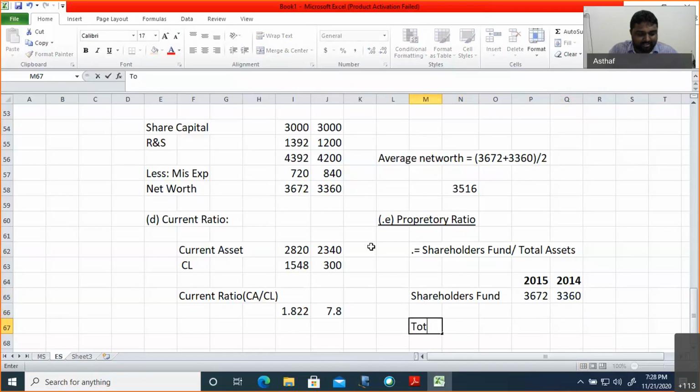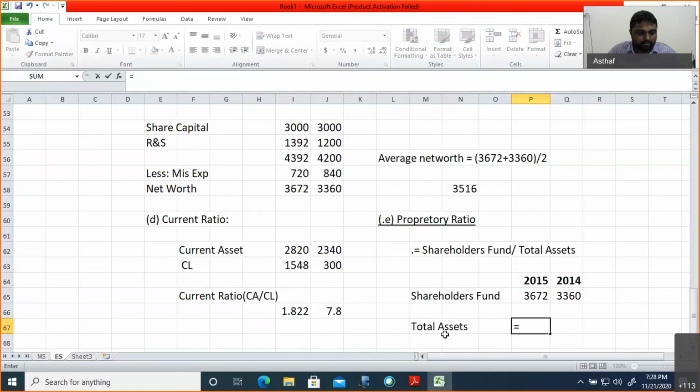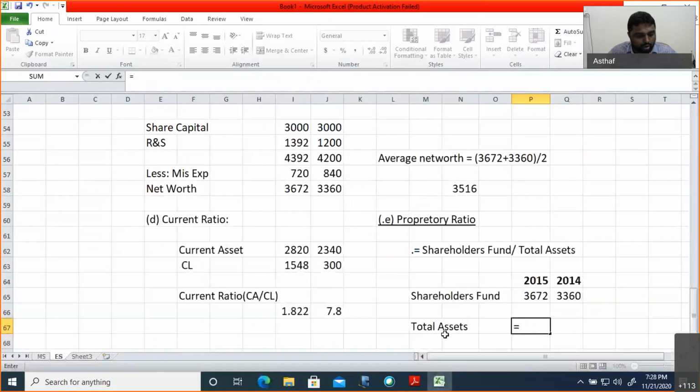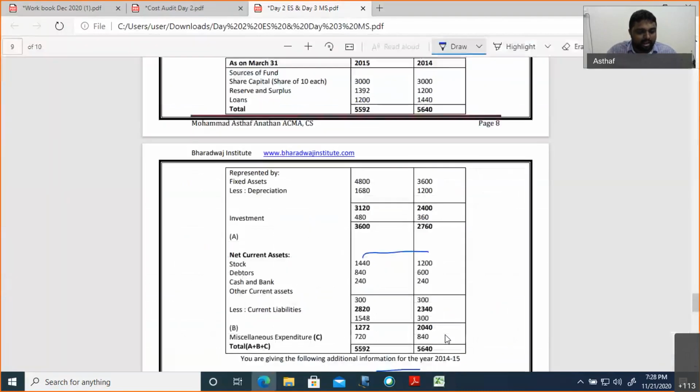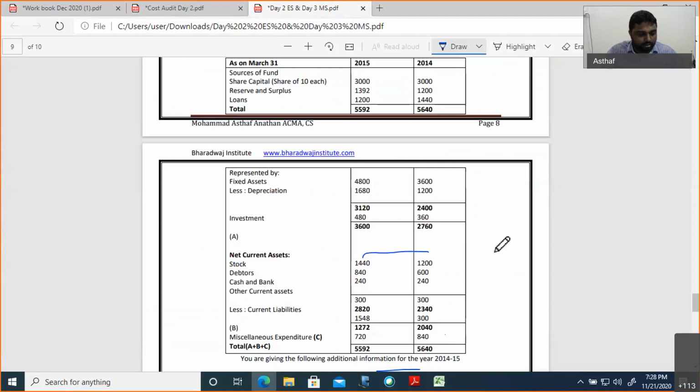What is the total assets? Total assets means 3120. We will consider the assets, fixed asset plus current asset. 2820. And here 2400 plus 2340.